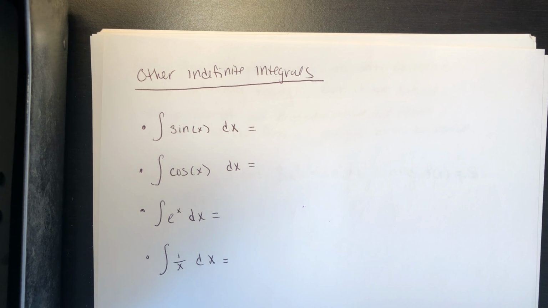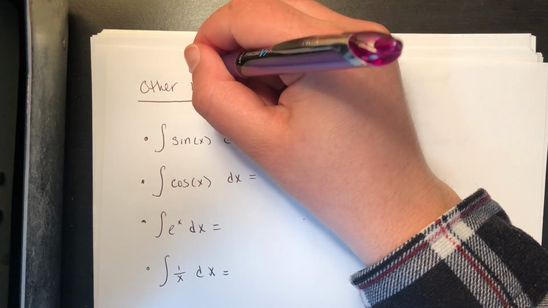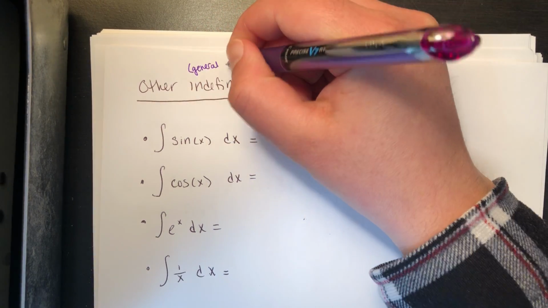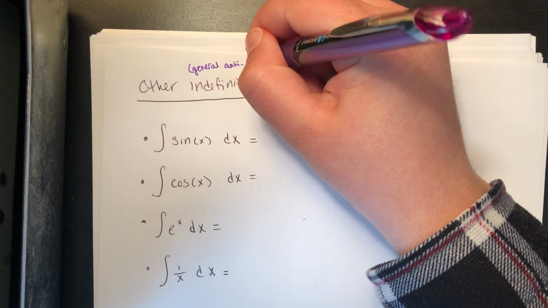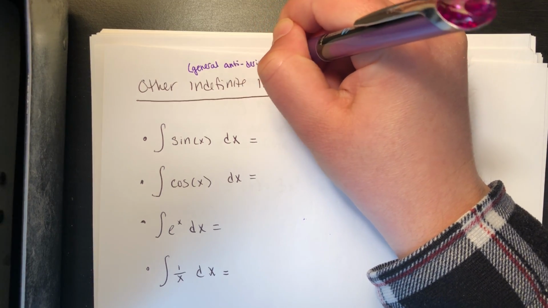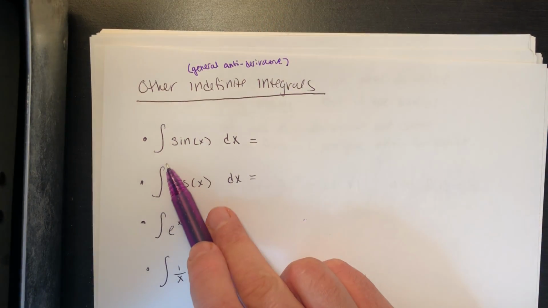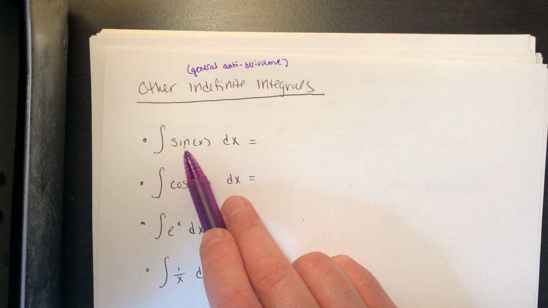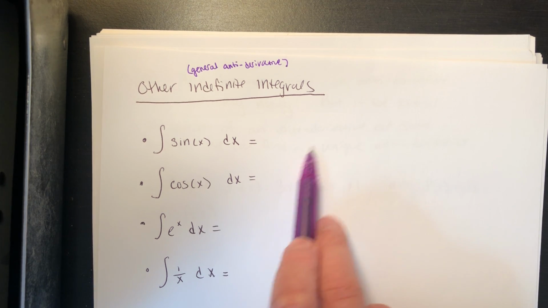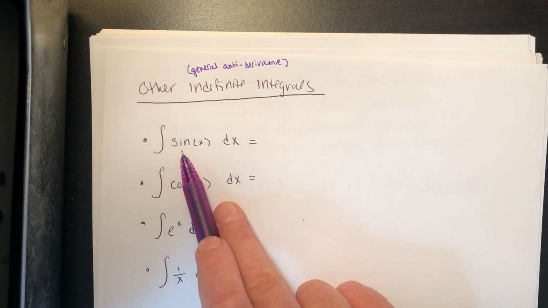We can use everything that we've already learned about derivatives to compute all sorts of other indefinite integrals. Remember, an indefinite integral is just another word for a general antiderivative. It's an antiderivative with a plus c at the end. So if we wanted to find the antiderivative of sine, we should be looking for some function that when you take its derivative, you get sine.